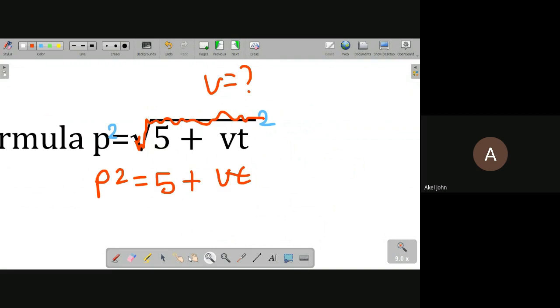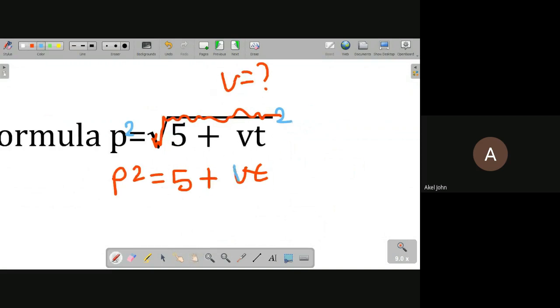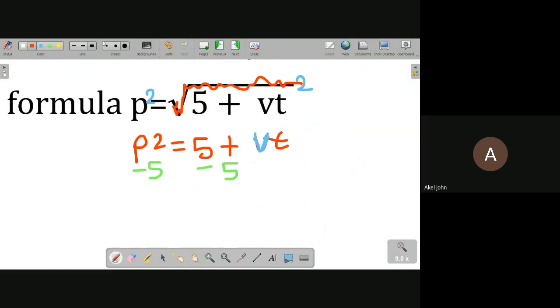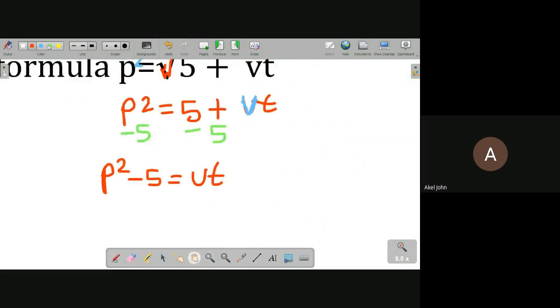Now we want to make V the subject of the formula. So you would usually touch the V last, right? And as you can see here, we have 5 being added, so just subtract by 5 on both sides. Now you have P squared minus 5 is equal to VT. And then I'm going to just expand this out further. P squared minus 5.